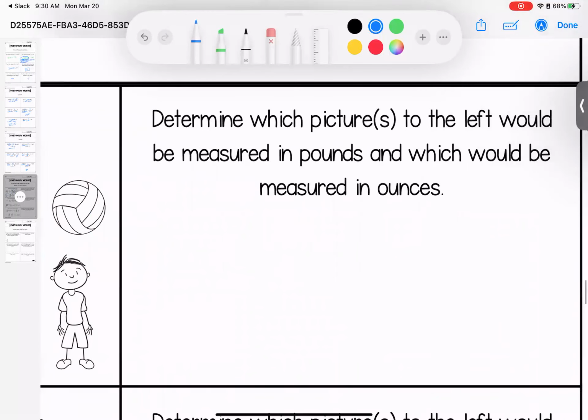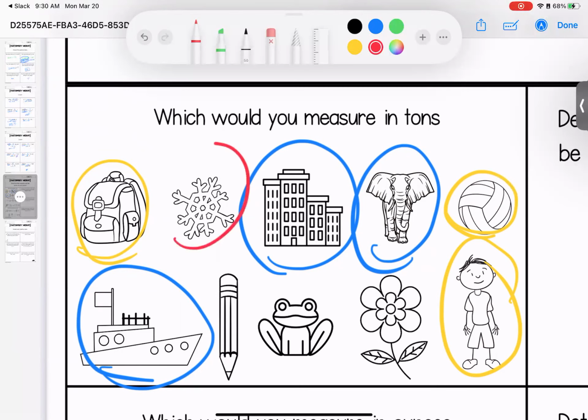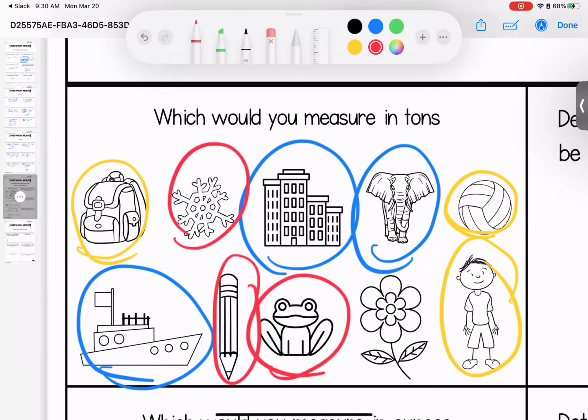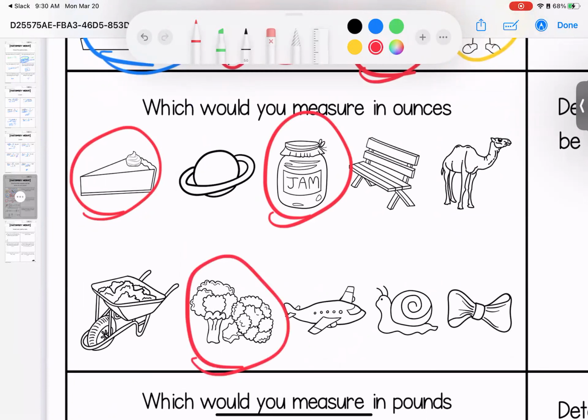Then it says, what would you measure in pounds and what would you measure in ounces? So I'm going to do my pounds in yellow. And for pounds, I would do a backpack, I would do a boy, and I can do the ball. And then I'm going to do my ounces in red, and I would do a snowflake, a pencil, a frog, and a flower. What would I measure in ounces? Well, in ounces, I would measure a piece of cheesecake, some jam, some broccoli, a snail, and a bow.